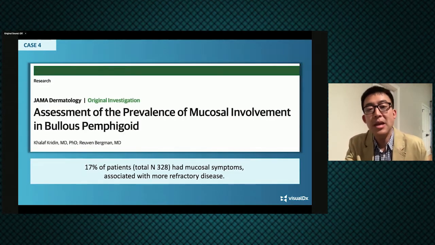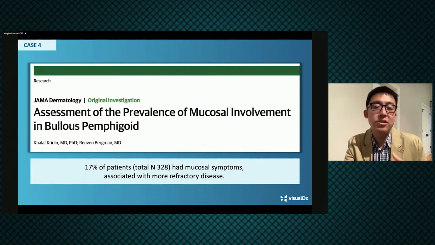However, there was a nice paper that came out in JAMA Dermatology a couple of years ago that found that 17% of patients, a total of 328, had mucosal symptoms associated with more refractory disease. The important point I want to make here is that we often are taught that bullous pemphigoid doesn't go to the mouth and mucous membrane pemphigoid goes to the mouth instead, but really it can affect bullous pemphigoid too.